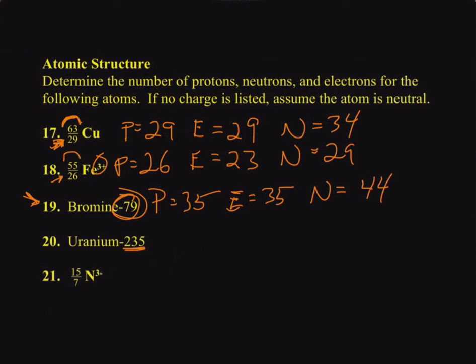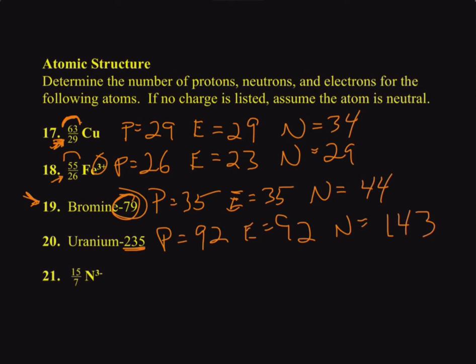Uranium 235. If you look up uranium on the periodic table, it's element number 92, which means it has 92 protons. It's neutral, which means it also has 92 electrons. And the number of neutrons is 235 minus 92, and that's going to be 143 neutrons.